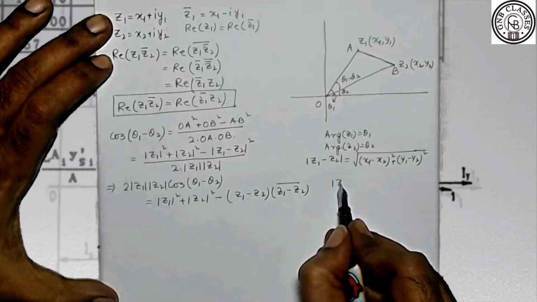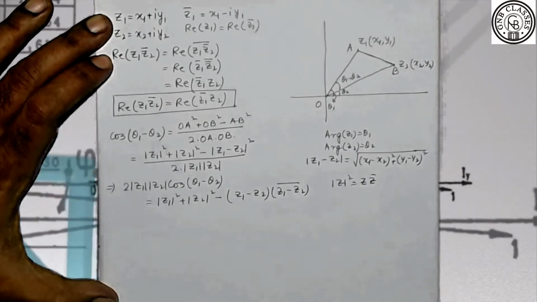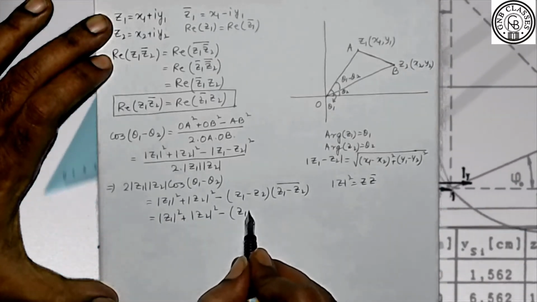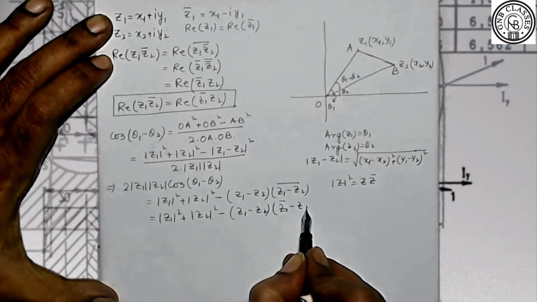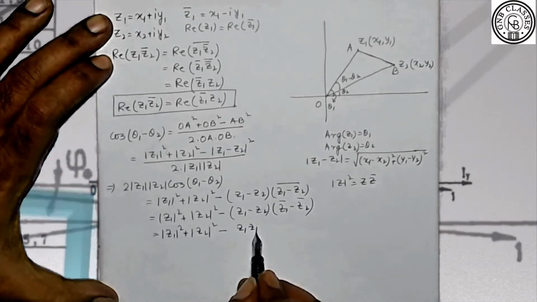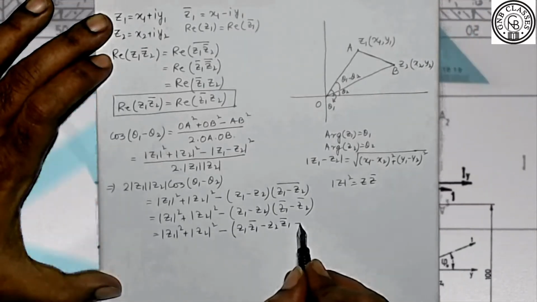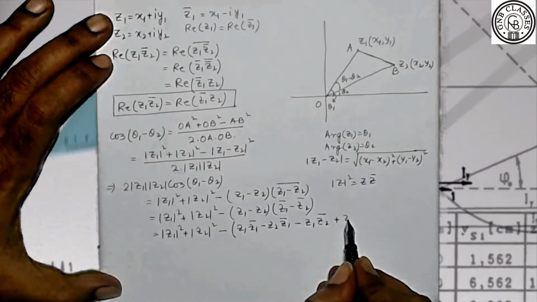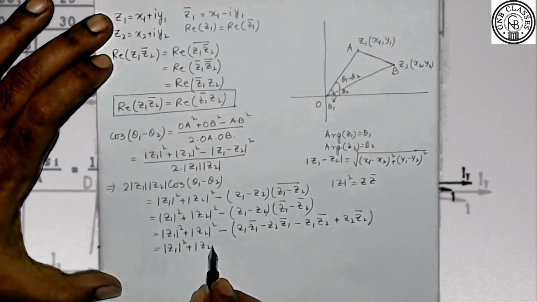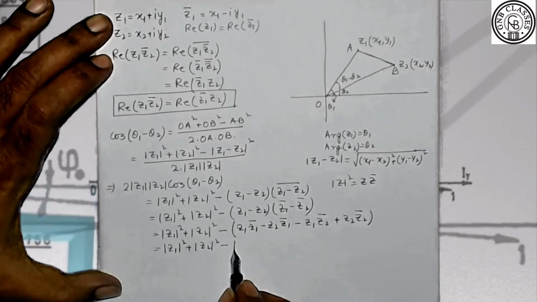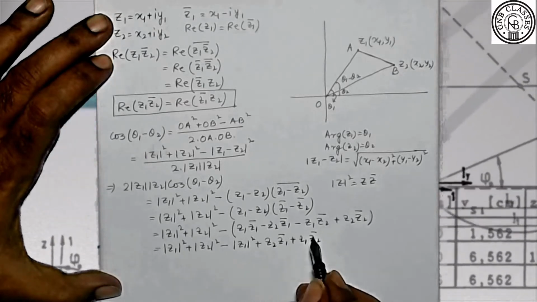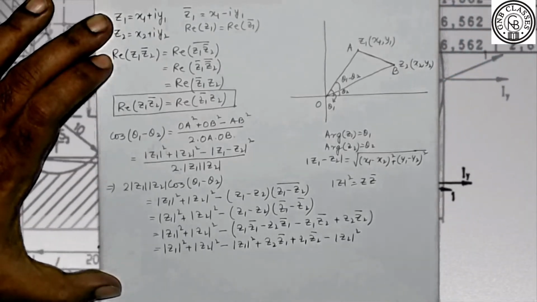because we all know that mod z square can be written as z times z bar. That's exactly what I have done. So we can write it like this. Now if I multiply, what we are going to have? So if I open the brackets, z1 into z1 bar gives us mod z1 square. This is mod z2 square, so this goes off.